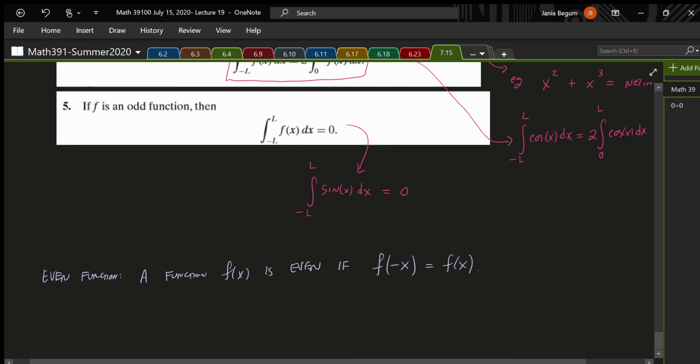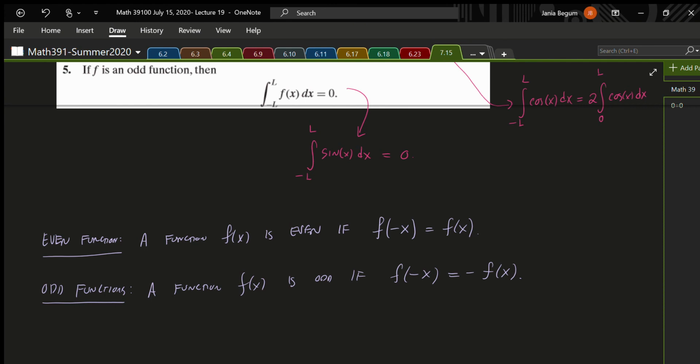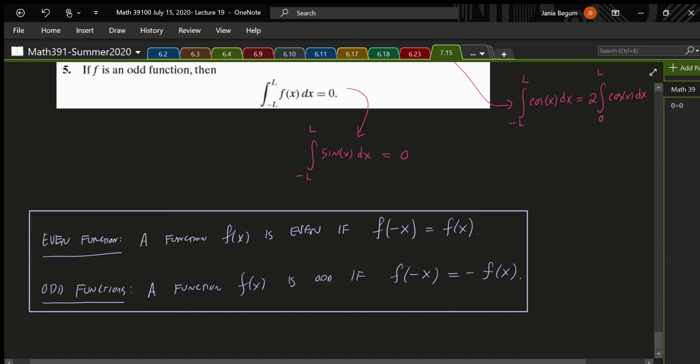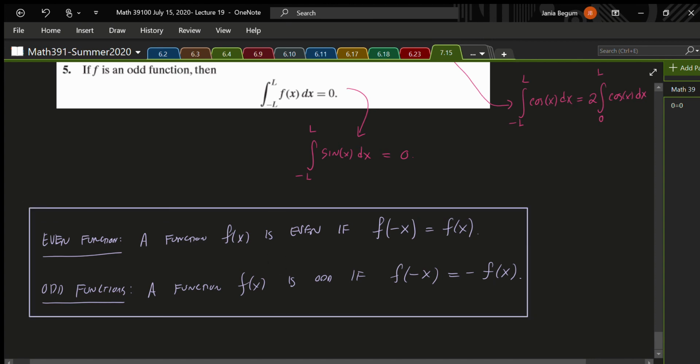And for odd functions, so these are sort of like the definitions, a function f of x is an odd function if f of negative x is negative f of x. So these are the two definitions we have for odd and even functions, a quick way to check if your function is even or odd. Now, how do you do it graphically? How do you show graphically if a function is even or odd? Do you guys remember that at least?